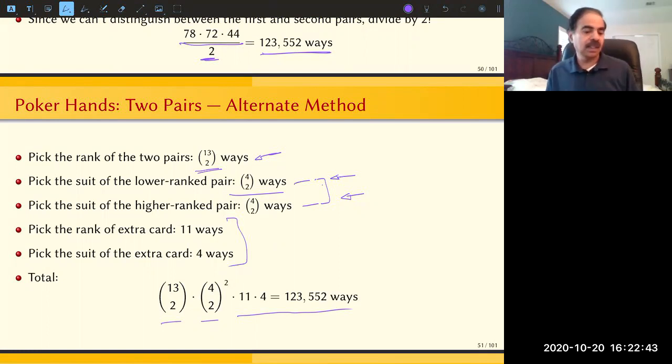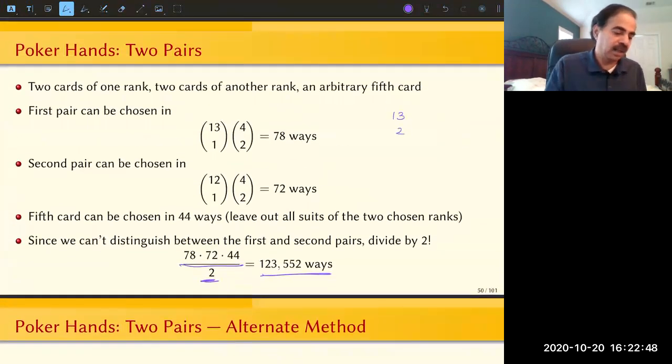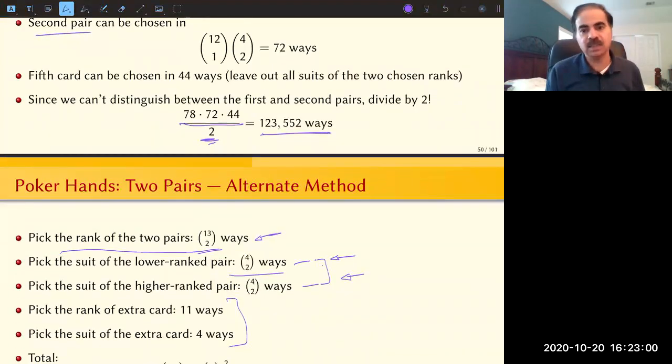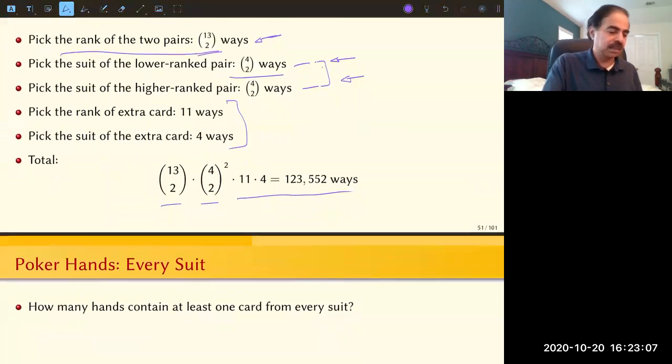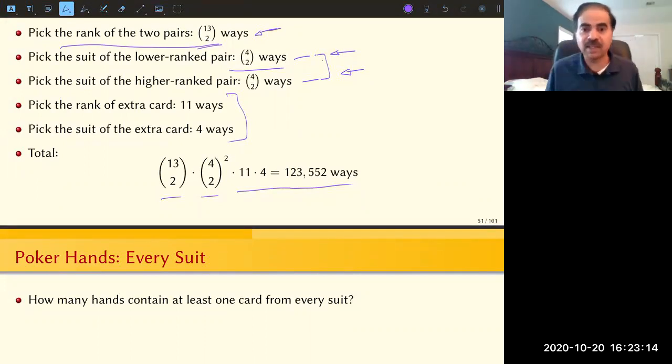Because all we are doing here is we are trying to pretend that the first pair and second pair are distinguishable, and then we are saying no, they are not distinguishable. So we're going to divide by 2. Here we are starting out by saying that we can't distinguish between the 2 pairs, right? So it's not even a particularly different way of doing it, but still, it's always helpful to work out the problem in more than one way, and verify that the answer matches.